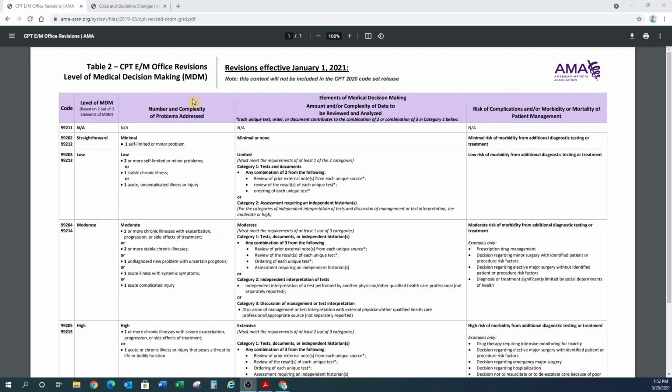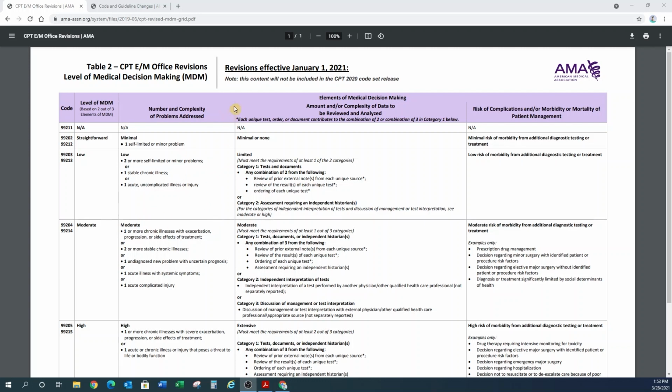The next column is the number and complexity of problems addressed. We have different information and criteria in each of the boxes or cells below for each of the levels or complexities. For number and complexity of problems, it's either going to be minimal, low, moderate, or high. Again, that's only one of the elements out of the three here.